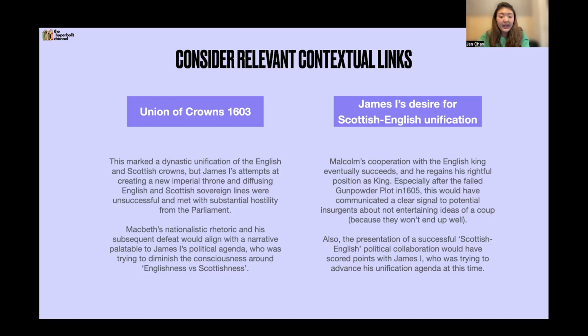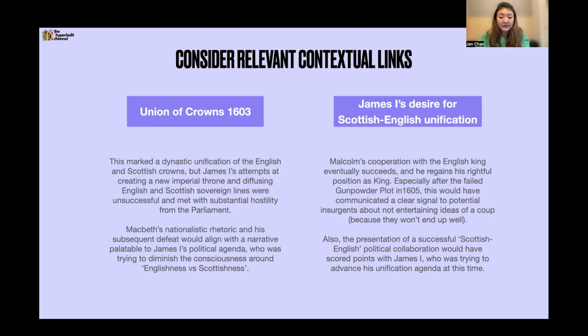We also notice that in Act 5, we know that Malcolm cooperated with the English king and lobbied the help of the English to help him topple Macbeth's illegitimate rule, right? And he eventually succeeds and regains his rightful position as king. And so, especially after the failed Gunpowder Plot in 1605, this sort of betrayal would have communicated a very clear signal to any potential insurgents, warning them about not entertaining any ideas of a coup, because it won't end up well, just as it didn't end up well for Macbeth, and the rightful king is always going to vanquish illegitimate agents. So we see Malcolm succeeding at the end with the help of the English and also Macduff.